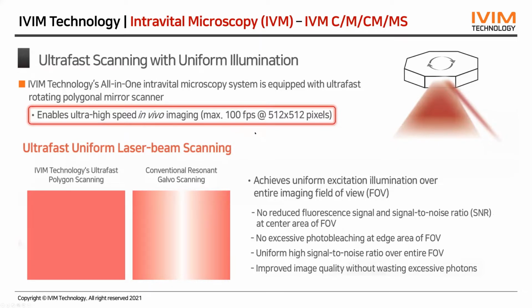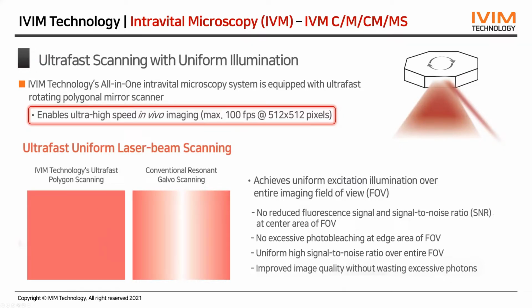The imaging speed is up to 100 frames per second. Standard version is actually 30 frames per second, with 512 by 512 pixels per frame. The IVIM Technology's IntraVital Microscopy confocal and two-photon system can enable very high-speed imaging by using the rotating polygon mirror. And this rotating polygon mirror has additional advantages, like it can easily achieve uniform excitation illumination over the entire imaging field of view.